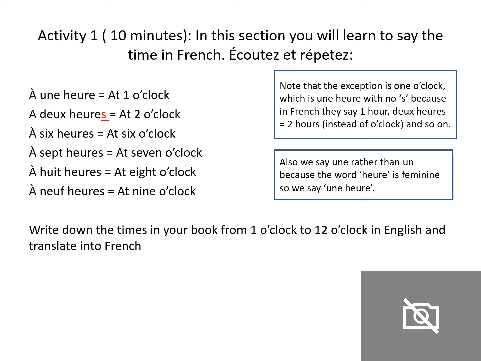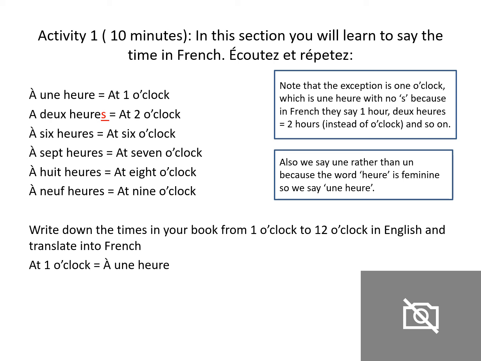Okay, so first of all, I'm going to draw your attention to the boxes on the right-hand side in blue. The exception is 1 o'clock, which I mentioned, which is 1 heure with no S, because in French they say 1 hour. 2 heures is 2 hours instead of o'clock, and so on. Also, we say une rather than un, because the word heure is feminine, so we say une heure.